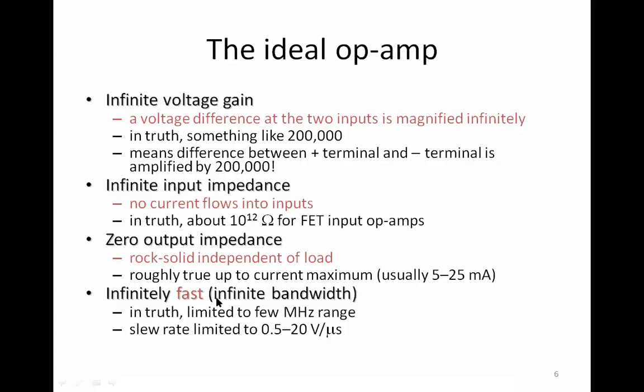Infinitely fast, which means you can have infinite bandwidth. What is bandwidth? Bandwidth is a range of frequency, right? So we can say F1 is something, F2 is something, and the difference between F1 and F2 is going to be your bandwidth. In truth, it is actually limited to a few megahertz. This is with respect to the frequency of operation. And the slew rate is limited to 0.5 to 20 volts per microsecond. Slew rate is nothing but the curve.